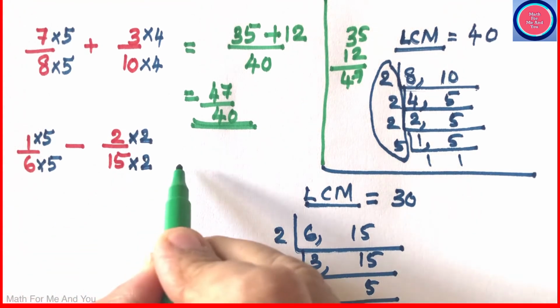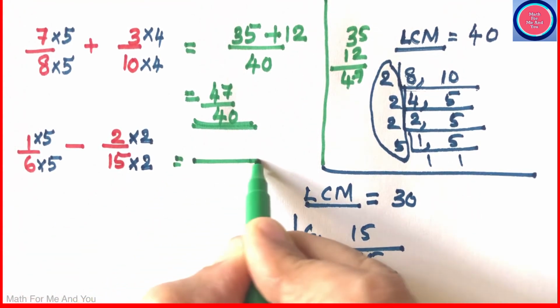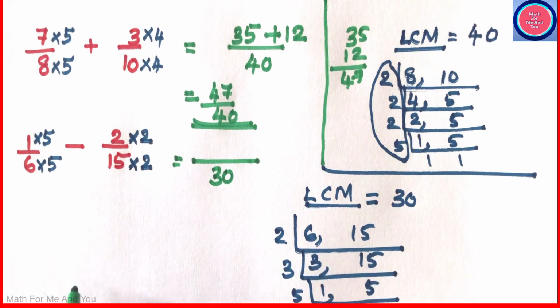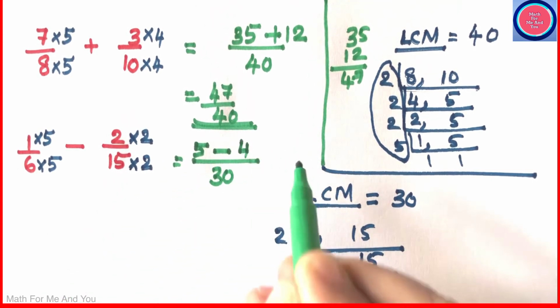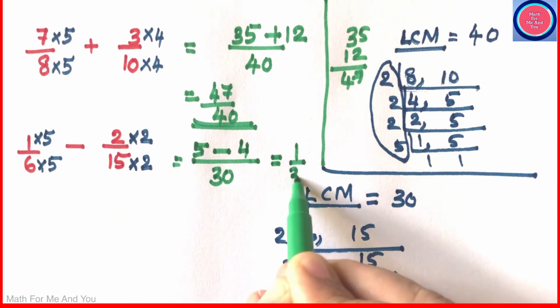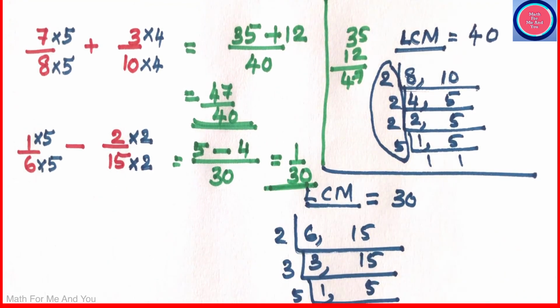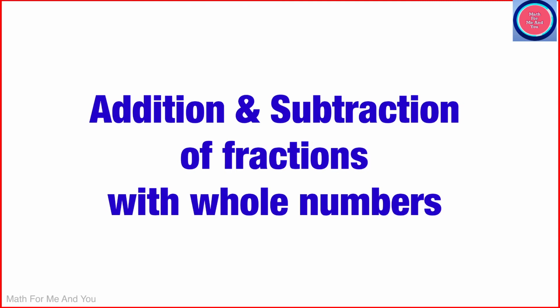Then we can write both the fractions now with the same denominator, that is LCM 30. First numerator is 5 and the second numerator 2 times 2, 4. 5 minus 4 is 1. 1 over 30. This is the answer. Now we are going to practice addition and subtraction of fractions with whole numbers.